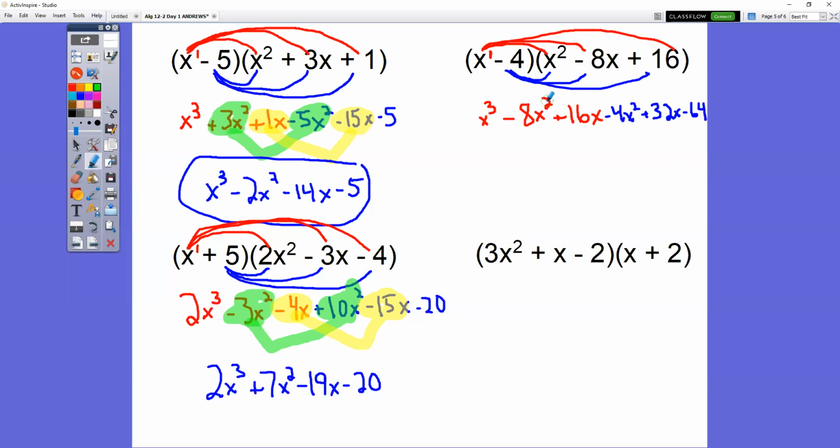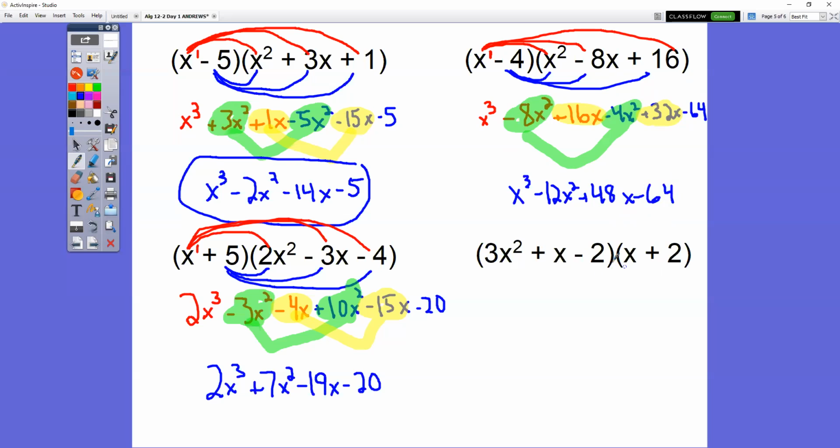Go to add together your like terms. We're adding together the squareds and the squareds, and we're adding together the x's and the x's. Always take a look at that sign that's out in front. So we have x cubed minus 12x squared, and then plus 48x, and then minus 64.